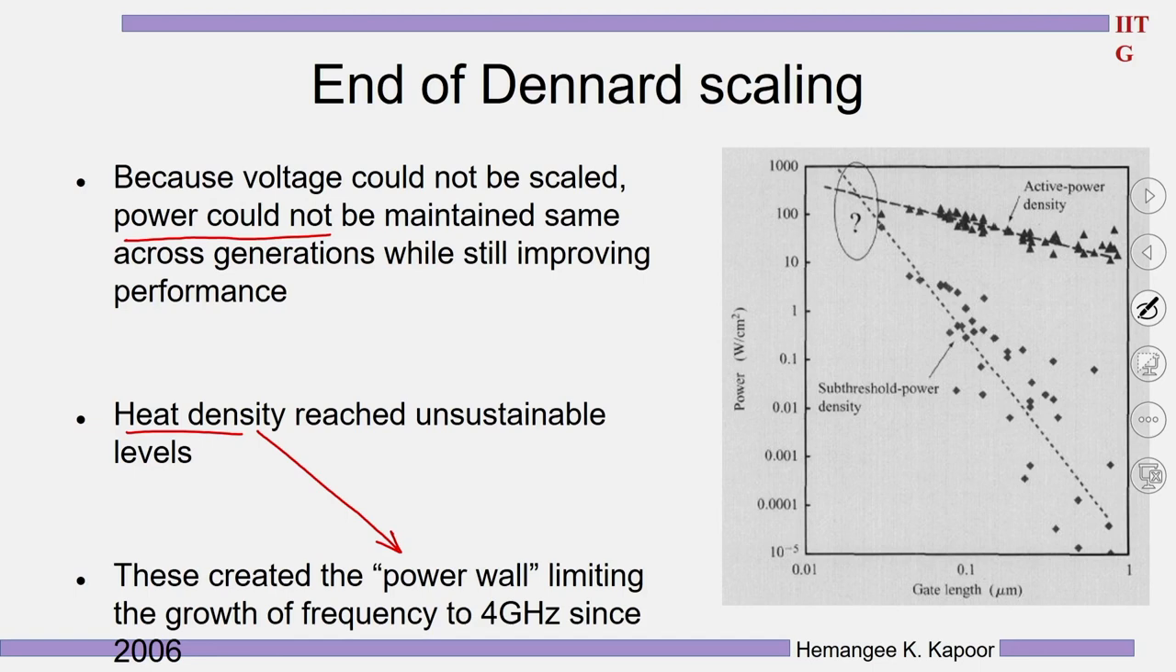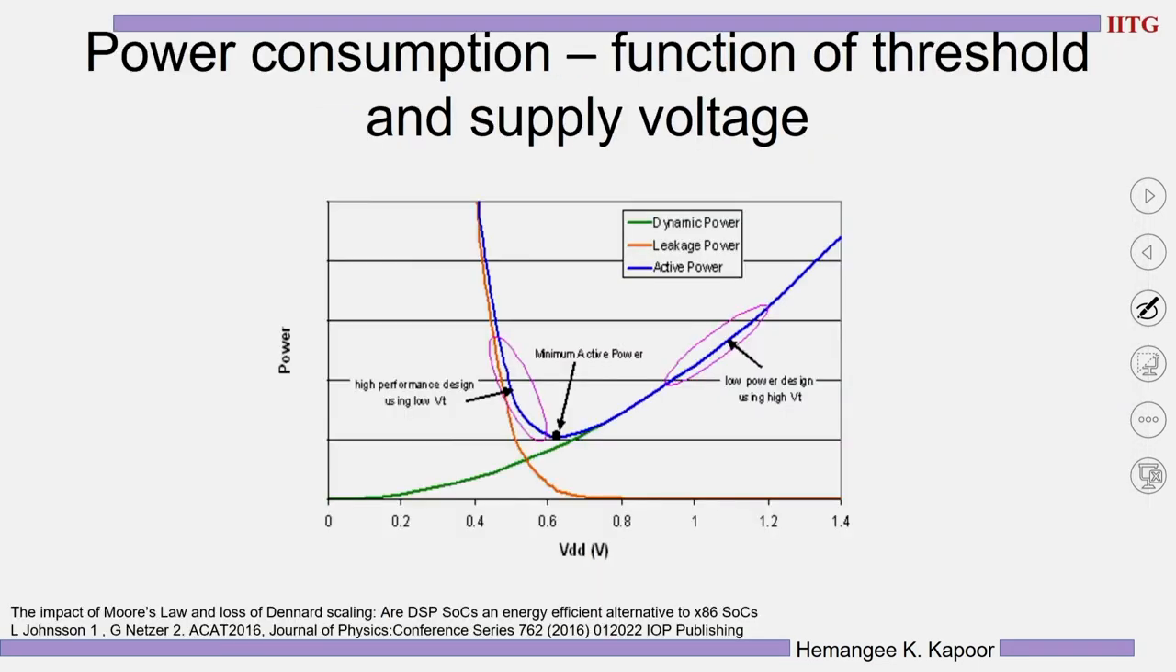What is it limiting? The frequency at which I can operate my ICs. It has almost saturated at close to 4 gigahertz since 2006. Another view of the same concept is given on this slide.